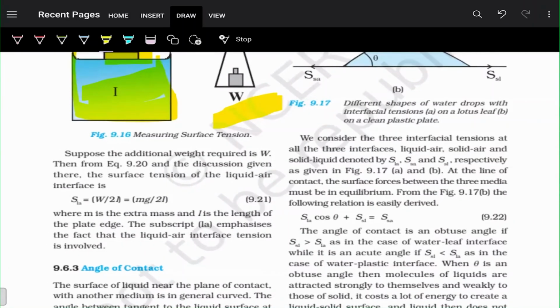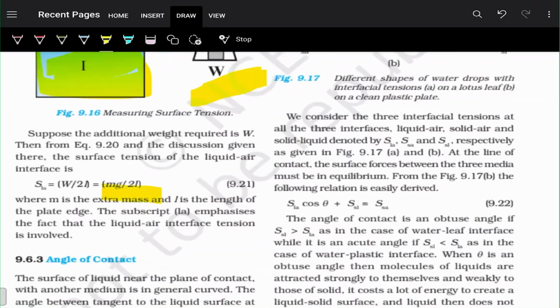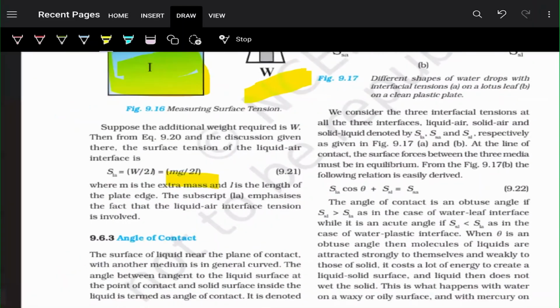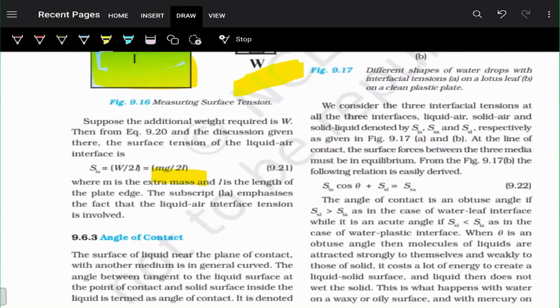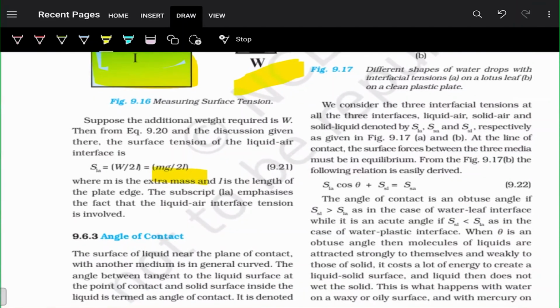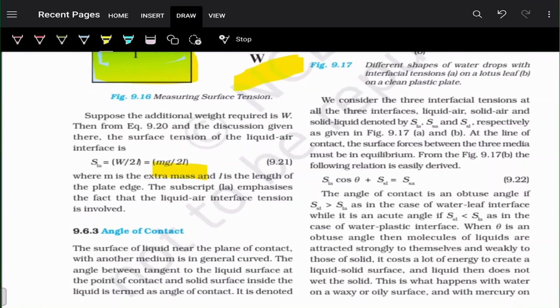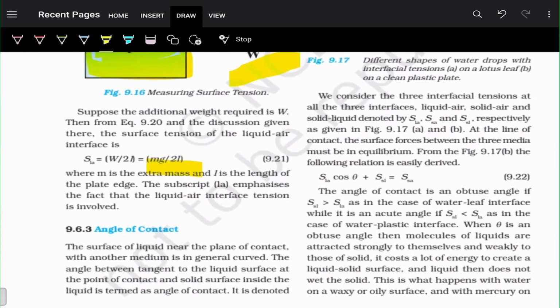because the weight would be there. So mg by 2L. Actually force per unit length, so mg by 2L, where m is the extra mass and L is the length of the plate edge. The subscript LA emphasizes the fact that liquid-air interface tension is involved. So this is the surface tension, correct?